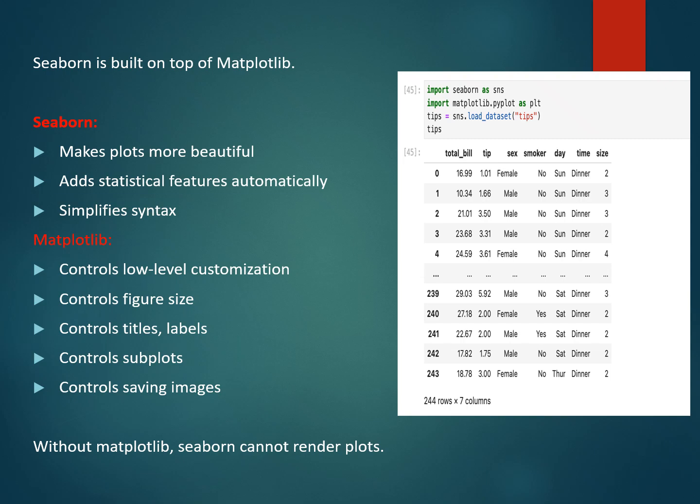Seaborn is built on top of Matplotlib. This means Seaborn is not replacing Matplotlib. It is using Matplotlib in the background. Seaborn makes plots more beautiful, adds statistical features automatically, and simplifies syntax. Matplotlib controls low-level customization: it controls figure size, titles, labels, subplots, and saving images. Without Matplotlib, Seaborn cannot render plots.